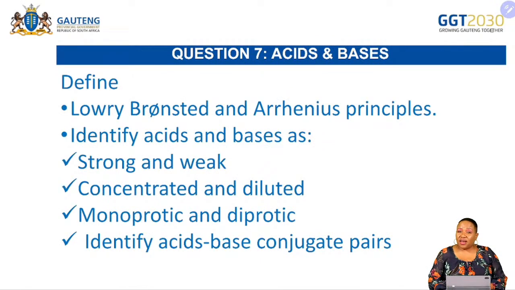Then question number 7 is going to be our acids and bases. And we agree that whenever you see a question that you feel you have more strength on, just jump to that question so that you answer it as you remember everything about it. We defined acids and bases according to Lowry-Bronsted theory and Arrhenius theory. We did that in our previous lessons. We identify acids and bases in terms of strong, weak, concentrated and diluted, monoprotic or diprotic, and we also identify acid-base conjugate pairs. So this is the information that you need to make ready for tomorrow before you start answering your question.